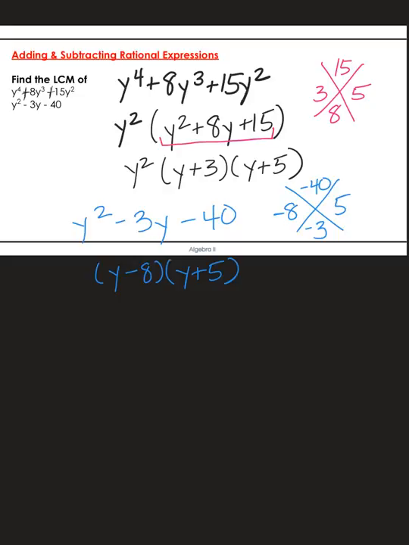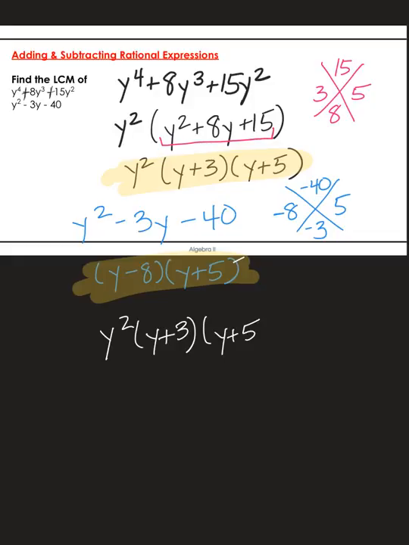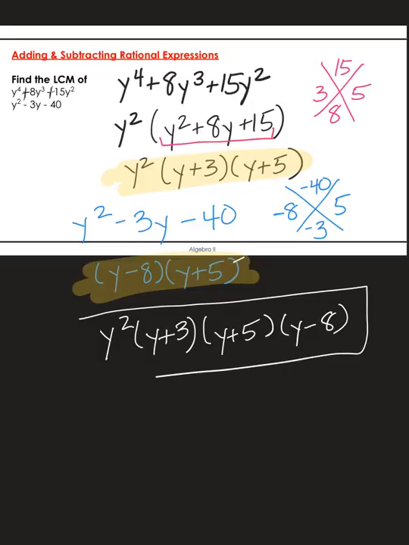So here now, I am looking at this term and this term in order to find my least common multiple. Let's switch to white. All right, so I see that the first one has a y squared, so I need that. Here I have a y plus 3, so I need y plus 3. Here I have a y plus 5, and I have another y plus 5 here, so I just need one y plus 5, so that takes care of those three. And then I need a y minus 8. So all of this would be my least common multiple of y to the fourth plus 8y to the third plus 15y squared, and y squared minus 3y minus 40.